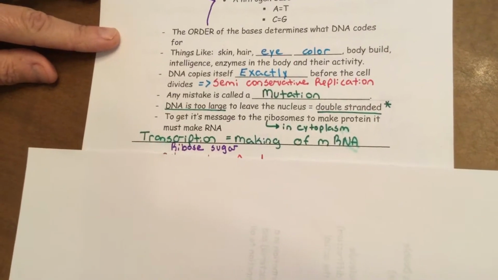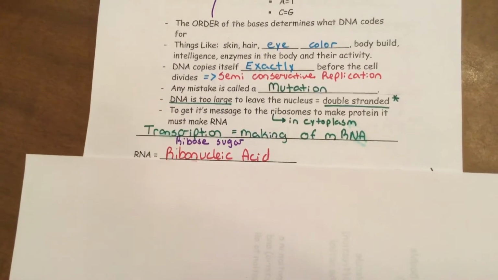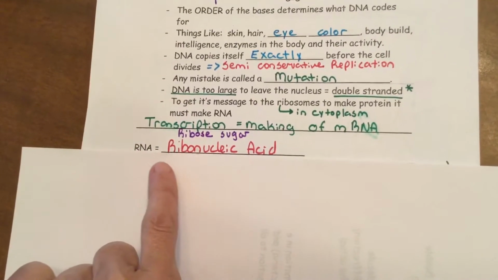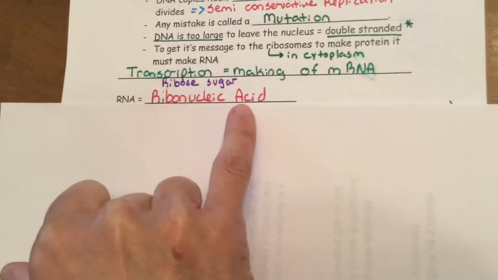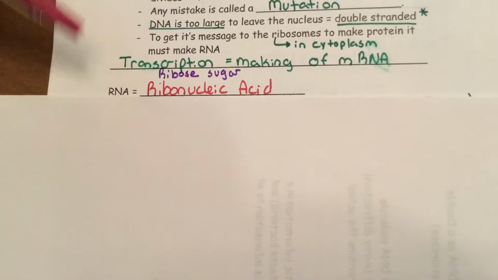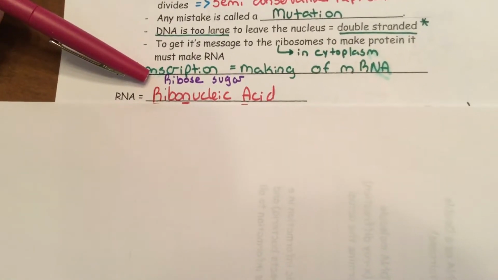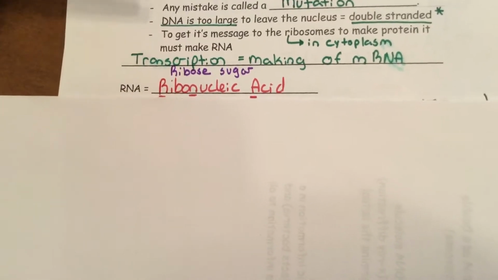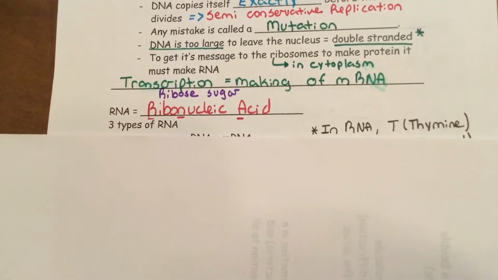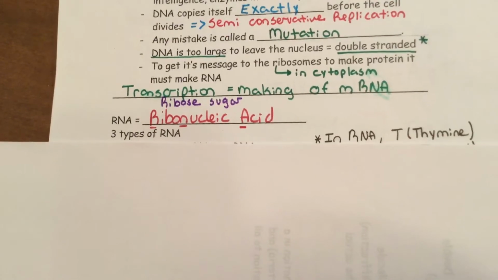So when we talk about some differences between DNA and RNA, RNA is ribonucleic acid. Remember, DNA was deoxyribonucleic acid. So with this ribonucleic acid, there's my R, there's my N, there's my A. One of the differences that we're going to see between RNA and DNA is that RNA has a slightly different sugar. It is called ribose instead of the deoxyribose in DNA. RNA is also a single-stranded molecule, which means that it's smaller. It can get out of the nucleus a lot easier because DNA is double-stranded. It cannot get out of the nucleus.